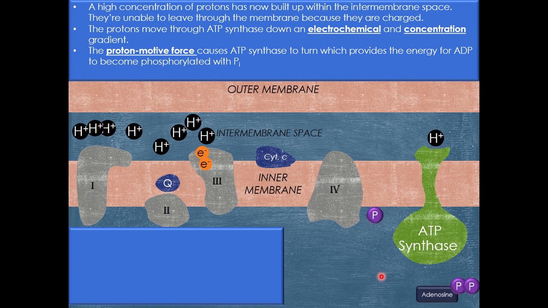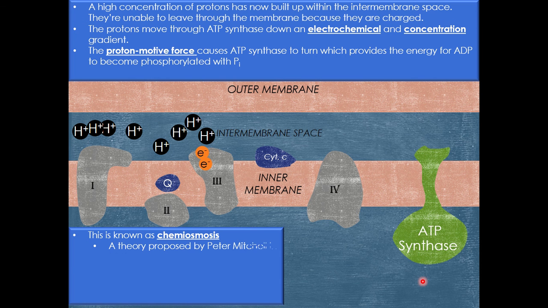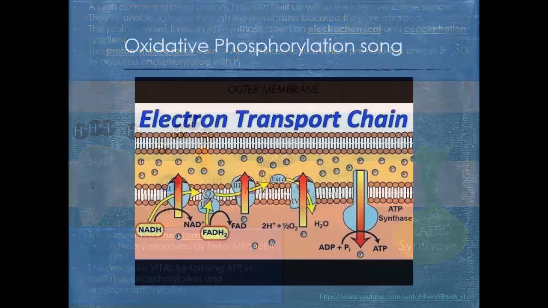So watch this one last time. Okay, and this P, the lonesome P you see here, that's an inorganic phosphate molecule. So inorganic phosphate plus ADP becomes ATP. This process of hydrogen ions moving down a concentration gradient is known as chemiosmosis. Okay, and that's pretty much it.